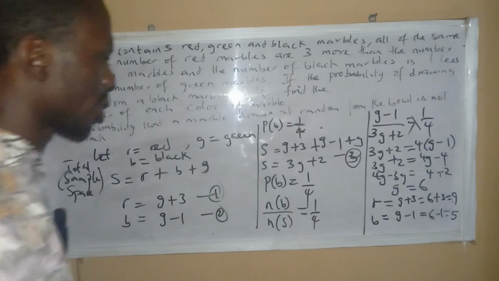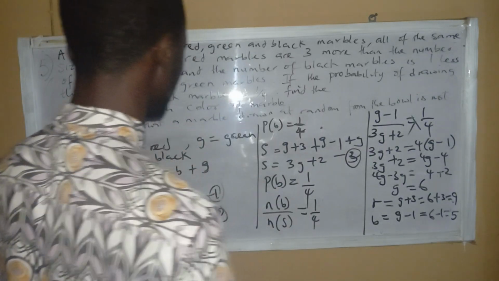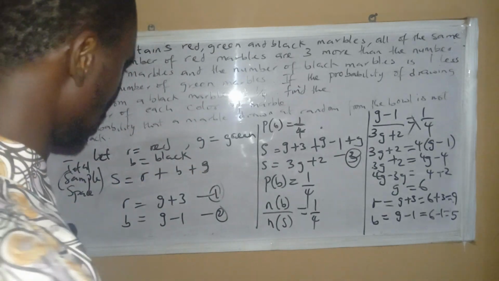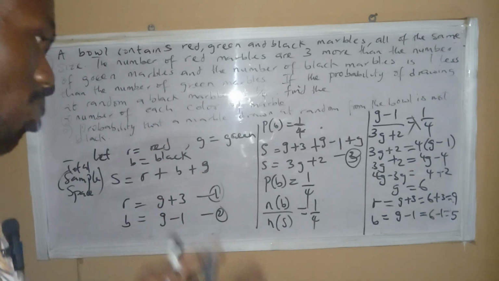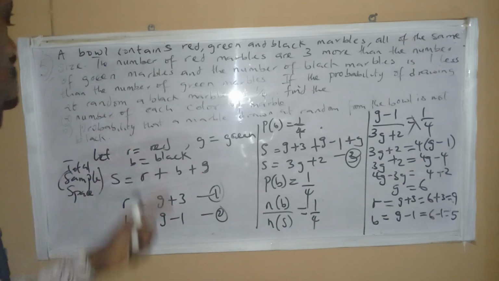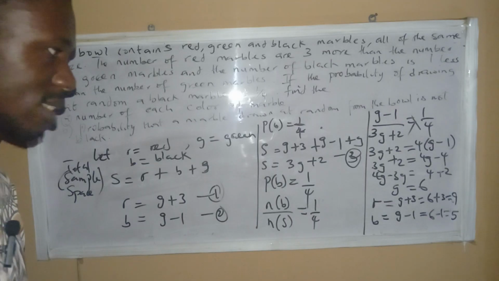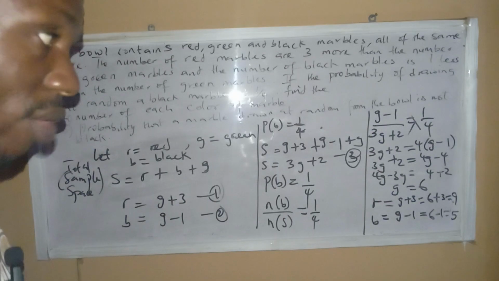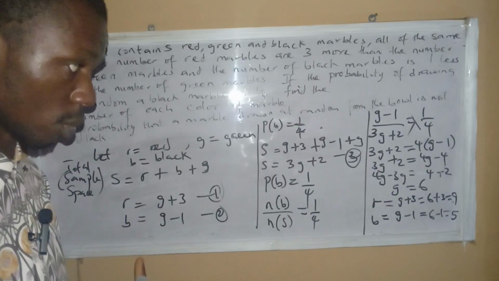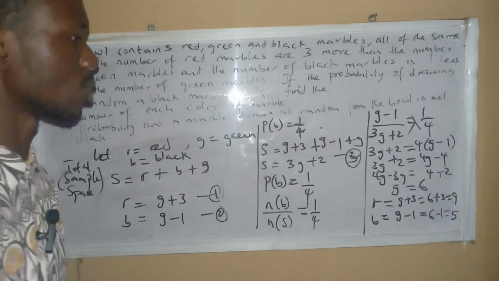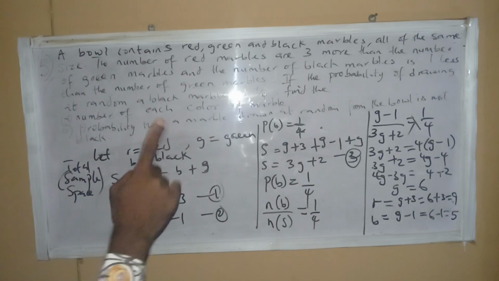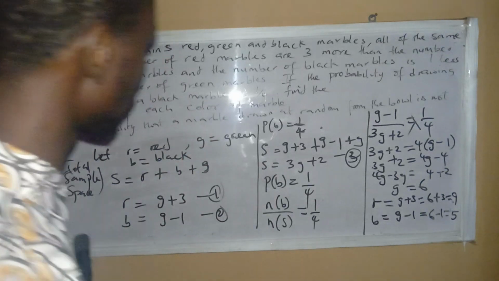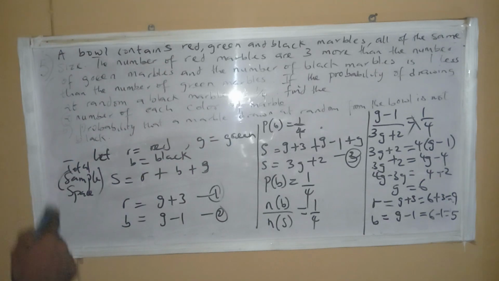So therefore the number of each of the colors: for red is 9, for black is 5, and for green it is 6. Take note of that. G stands for green, which is 6. So we go straight to the next question.